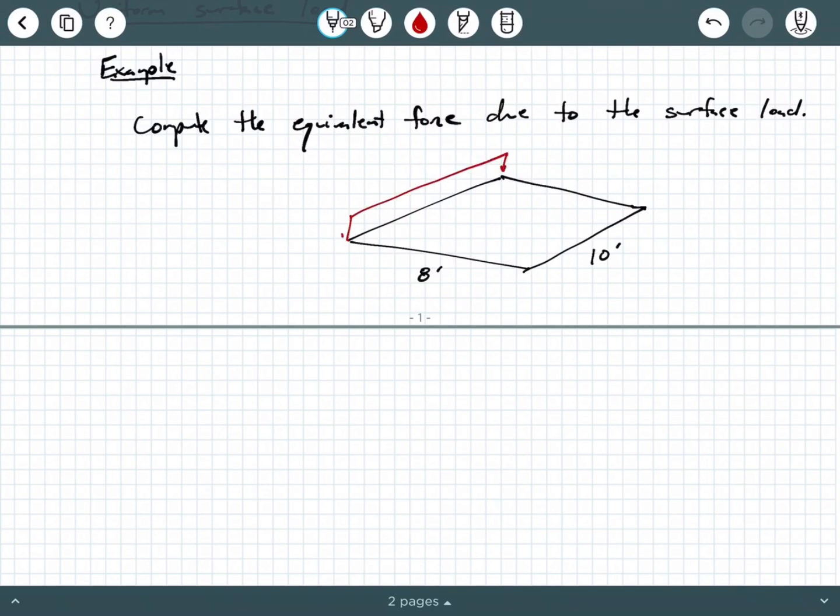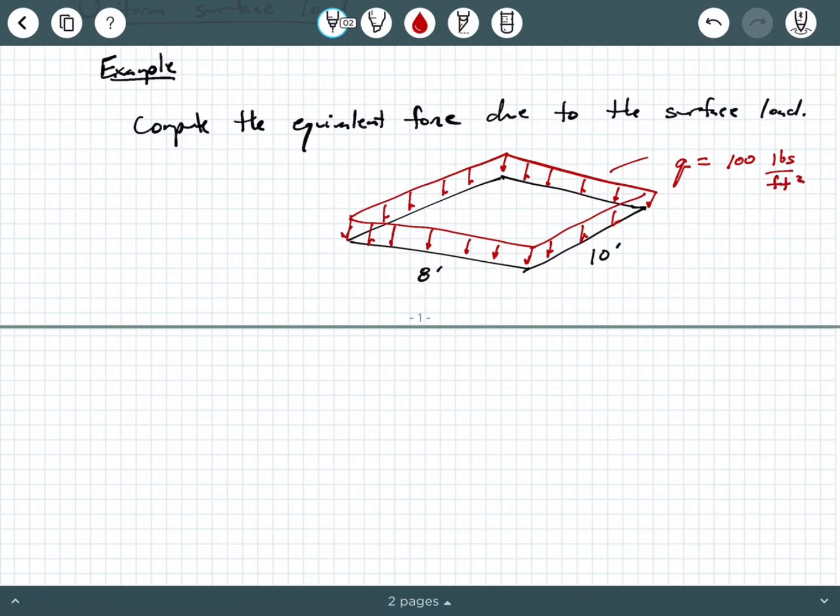And let's say that here is our surface load over this entire area. Okay, and let's say that the intensity is 100 pounds per square foot. Sometimes we call this 100 PSF. A PSF is the acronym for pounds per square foot. Okay, so we want the equivalent force due to this load.